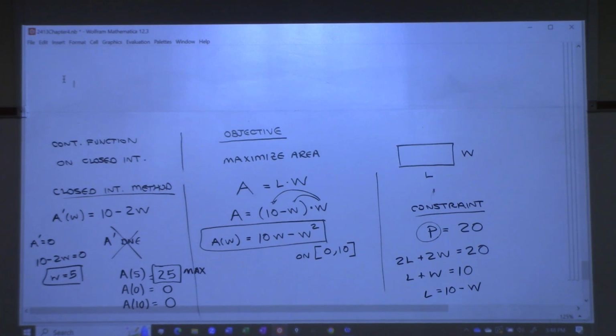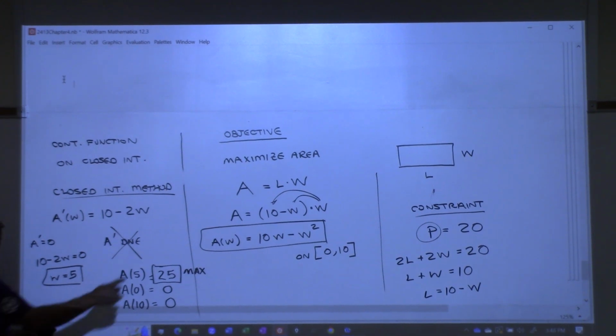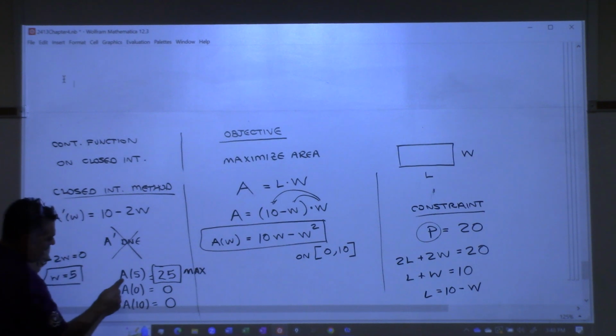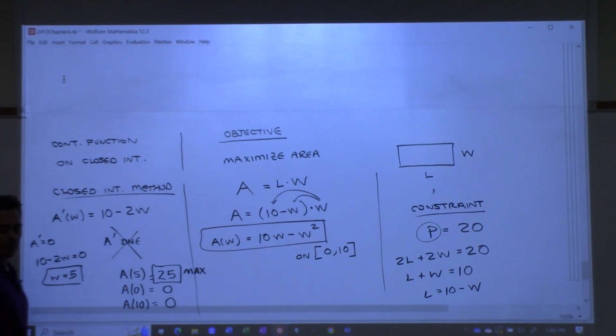Real quick, yeah, we plugged it into the original. Original. Not the A, not A prime. A. So A of that. Why did you plug into the original? Because we're using the closed interval method, not the open interval method that we've been using today. Okay. So this is from last time. Closed interval? Yeah, I think it was last time. So not from what we learned today.